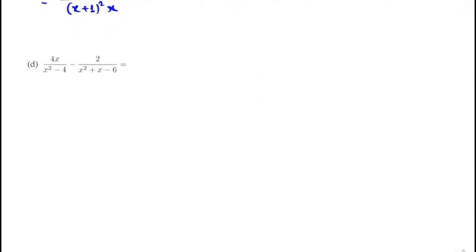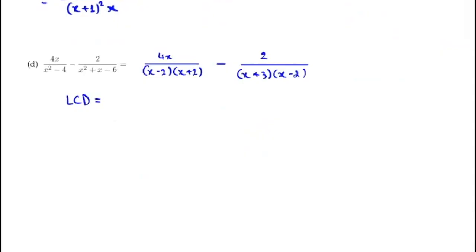Now for problem D, we're going to do the same thing. Let's factor the numerator and the denominator. So 4x over x minus 2 times x plus 2 minus 2 over x plus 3 times x minus 2. So LCD, x minus 2, x plus 2, put that into the LCD. Right. So we're done with the first term. We move on to the second. Right, so you have x plus 3, put that into the LCD, and then x minus 2, but we already got x minus 2. So that is our LCD.